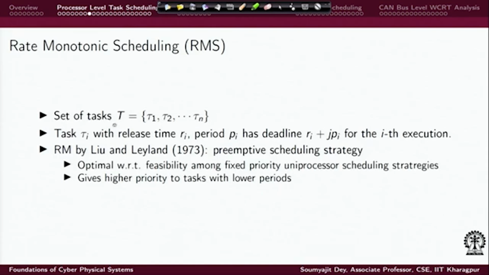You are given a set of tasks, and in this case it is very simple: priority is tied to the period. The task with the smallest period will have the highest priority. So, suppose you have a task tau i, and this has got released at some time r i.